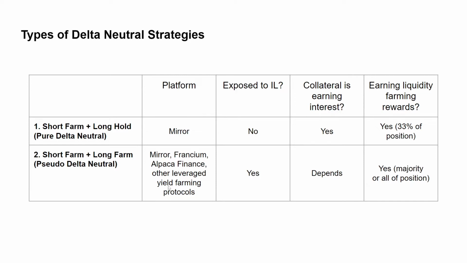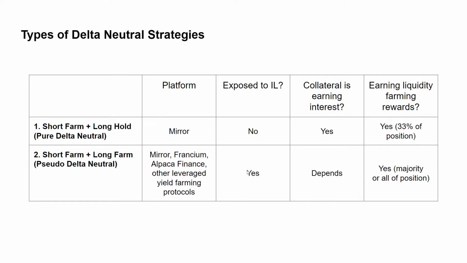So the platforms for this strategy: Mirror has a version of this, and everything else is kind of a tweak of this type of overarching strategy. Francium, which is a leverage yield farming protocol on the Solana network, has an automated version of the pseudo delta neutral strategy. I believe you can also do it manually on Alpaca Finance and other leverage yield farming protocols.